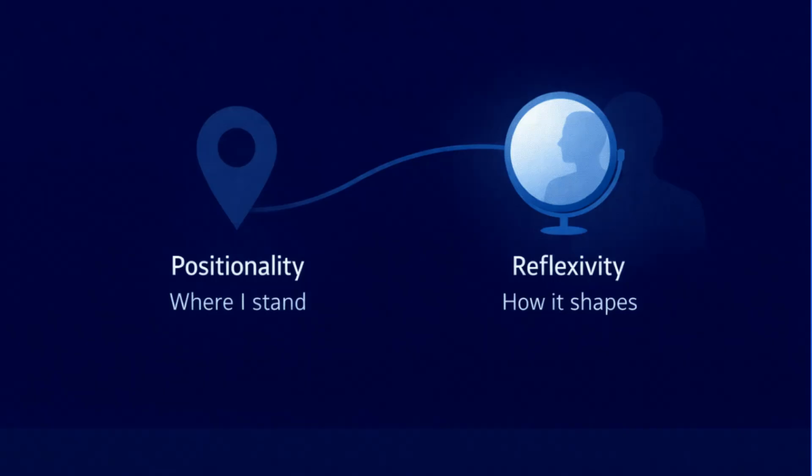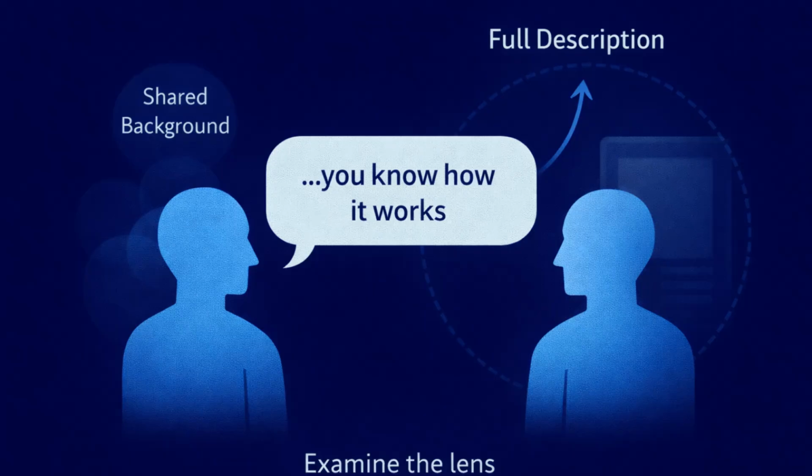Positionality describes location. Reflexivity involves active consideration of how that location shapes decisions. For example, a researcher who has worked extensively in special education may share background knowledge with participants. That shared context can facilitate rapport, but it can also lead to abbreviated explanations. Recognizing this dynamic allows the researcher to prompt for fuller description rather than relying on assumed understanding.